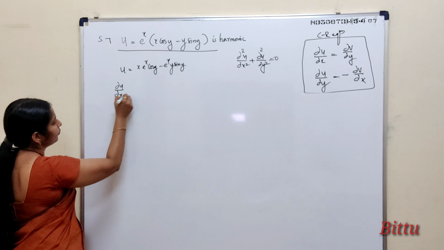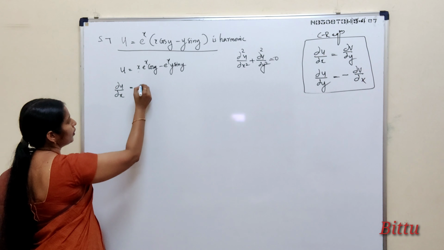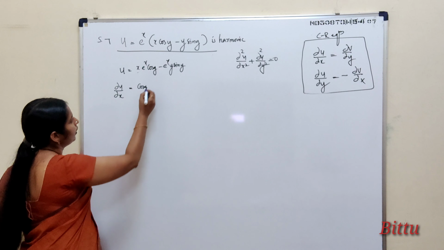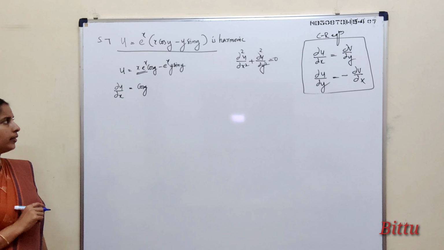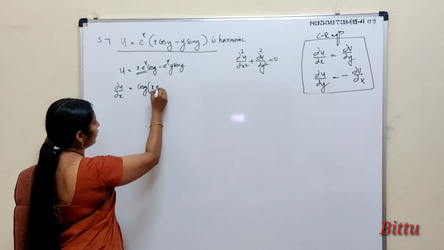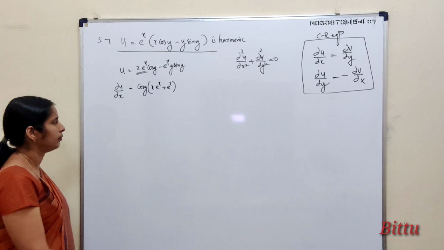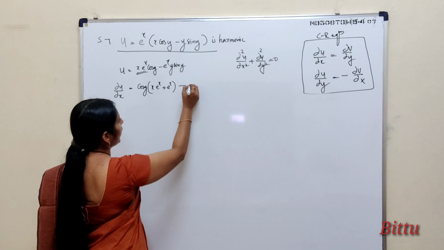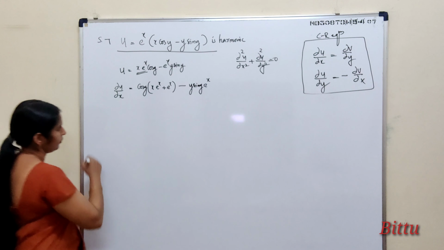∂u/∂x. Here cos y is a constant. Write the derivative of x e^x. See, it's a product, so there we have to apply the product rule. First function into derivative of second plus second into derivative of first, minus. Here y sin y is a constant. Derivative of e^x is e^x.